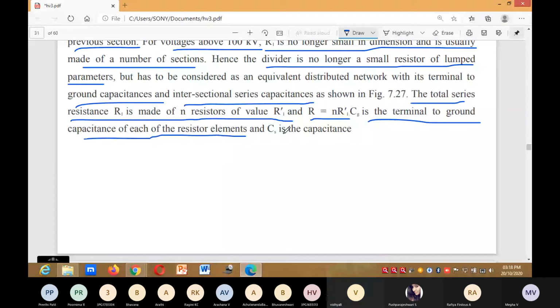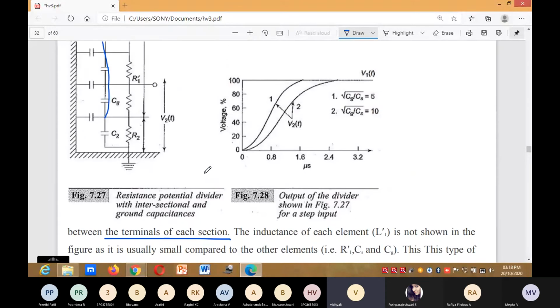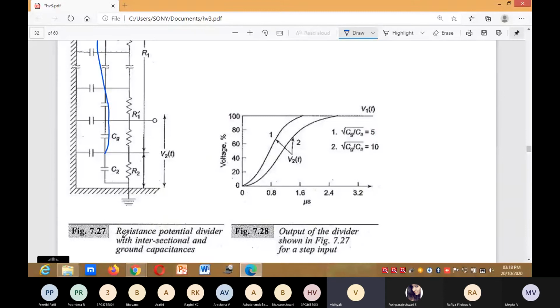Cg is the terminal to ground capacitance of each of the resistor elements and Cs is the capacitance between the terminals of each section. You can observe the figure. This is the resistance potential divider with intersectional and ground capacitance. This is the output of the divider for a step input.